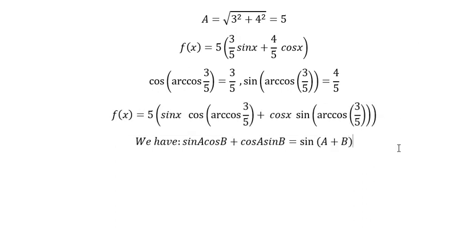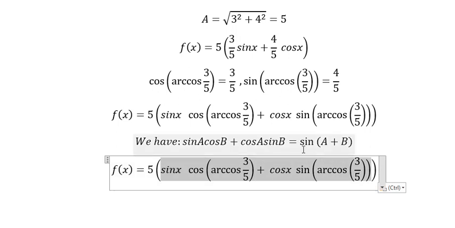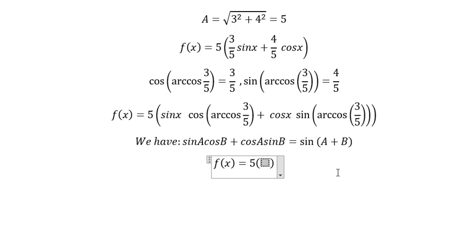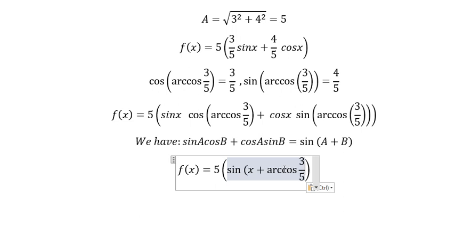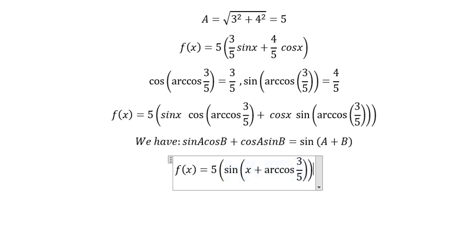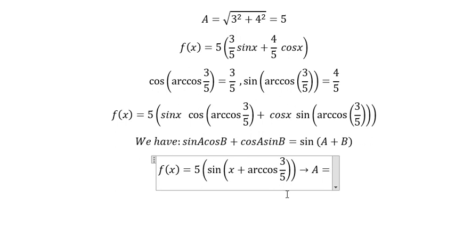Now we need to transform this one into this one, and we have like this. And now we can see that the number 5 in here, that is about the amplitude of this function. So capital A equals to number 5.